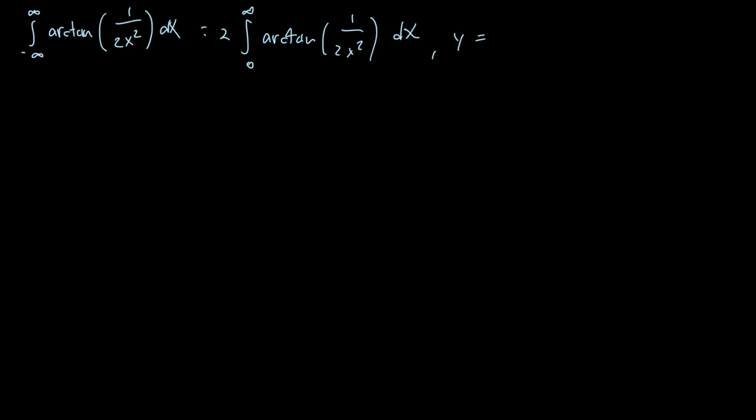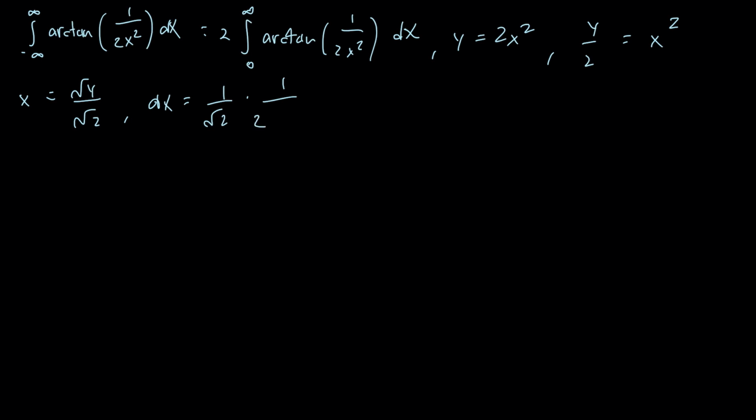So we're going to let y equal 2x squared. But that means that y over 2 equals x squared, and solving for x, we have x is the square root of y over the square root of 2, and differentiating, we have dx is 1 over the square root of 2 times 1 over 2 times the square root of y dy, and the bounds of integration here will not change.